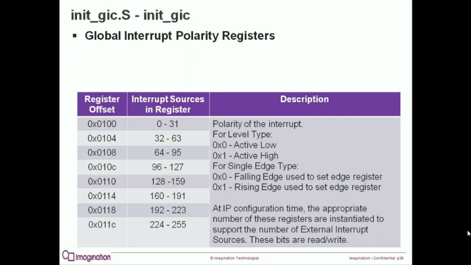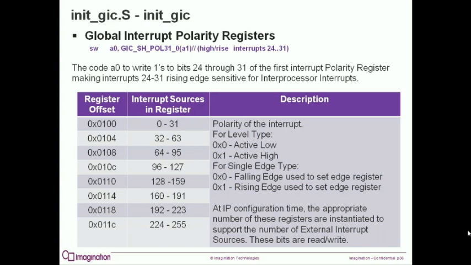If the interrupt is edge sensitive, setting the corresponding bit to 1 will configure the interrupt on the rising edge, and setting it to 0 will configure the interrupt on the falling edge. The offset of the global interrupt polarity registers in the GIC is hex 100. The code uses A0 to write 1s to bits 24 through 31 of the first interrupt polarity register. This configures interrupt sources 24 through 31 to be rising edge sensitive to support interprocessor interrupts.